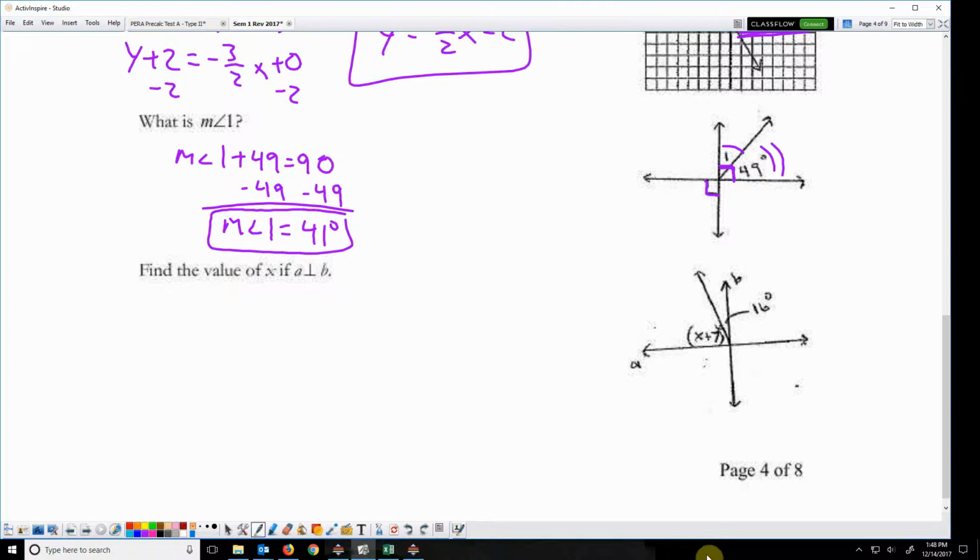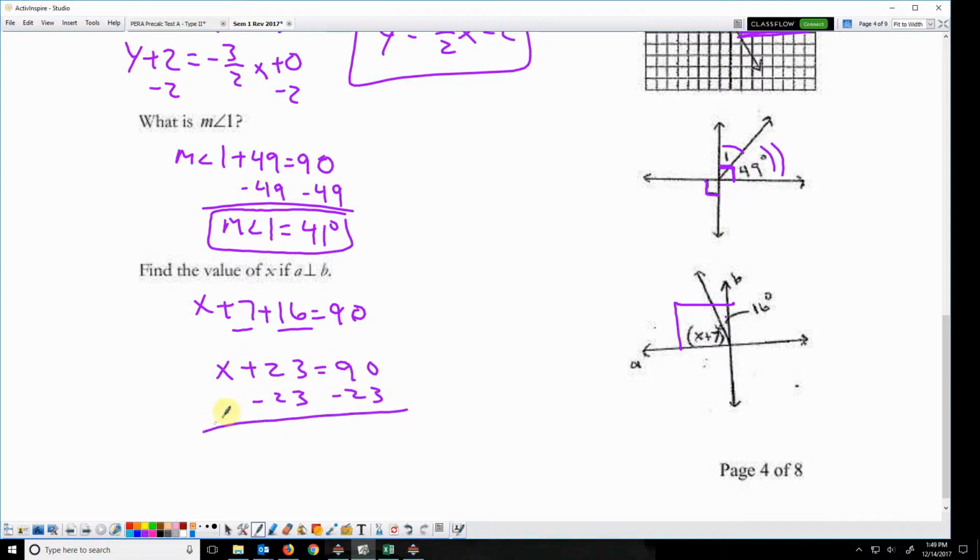Find the value of x if A is perpendicular to B. So if lines A and B are perpendicular, I've got a right angle right here. So these two angles have to add up to 90. So x plus 7 plus 16 equals 90. I've got common or like terms here. The like terms 7 and 16 add up to 23. And 90 minus 23 is 67.